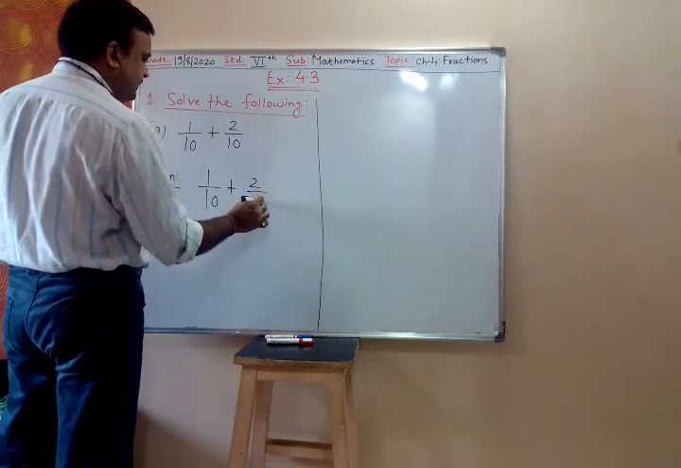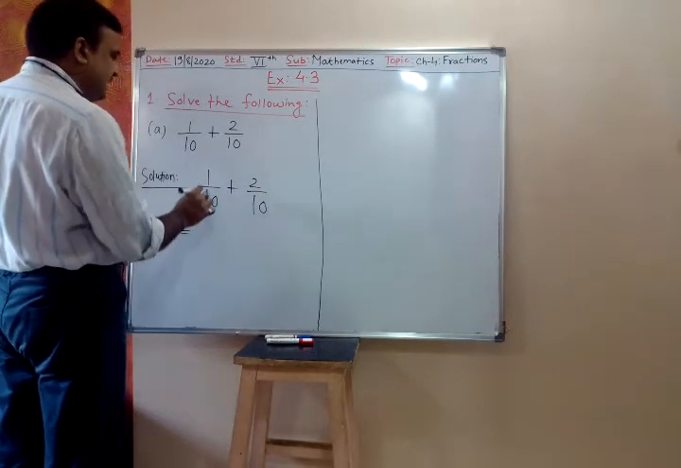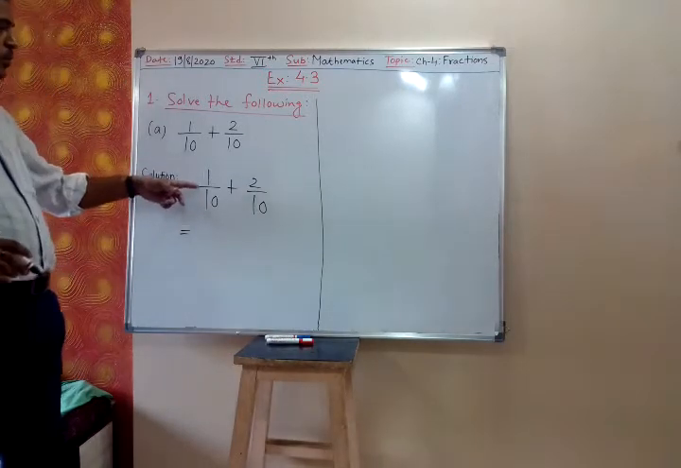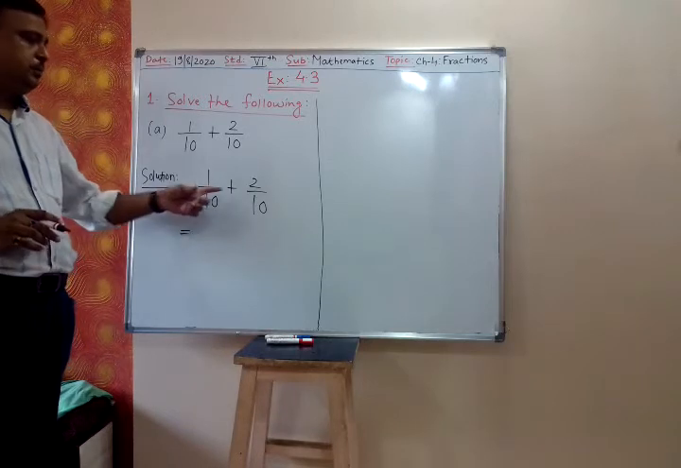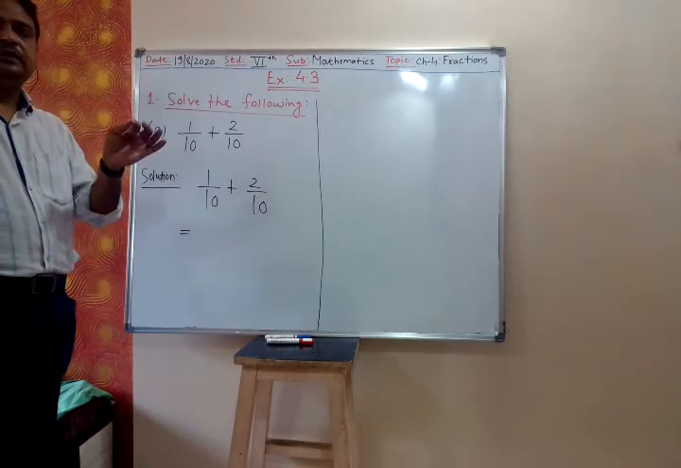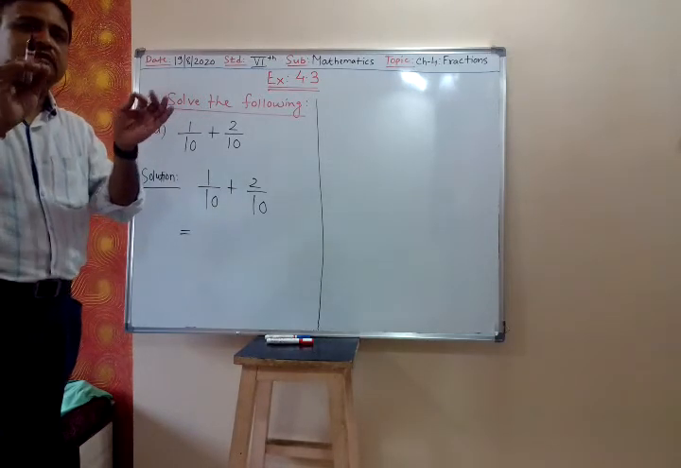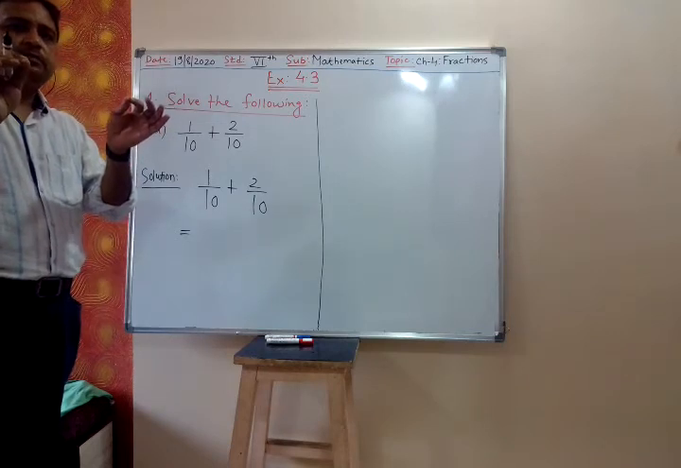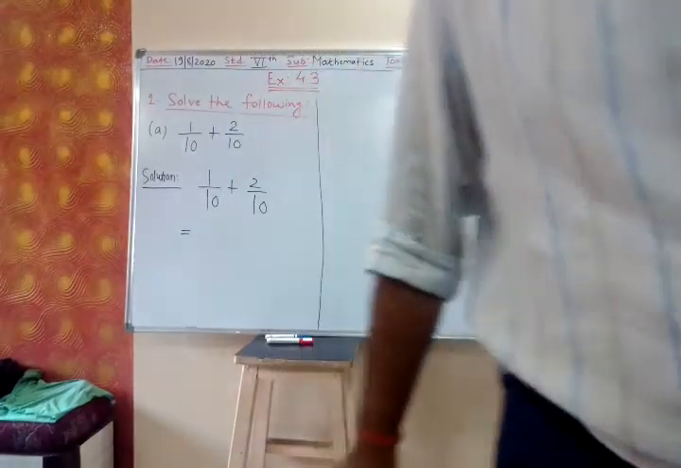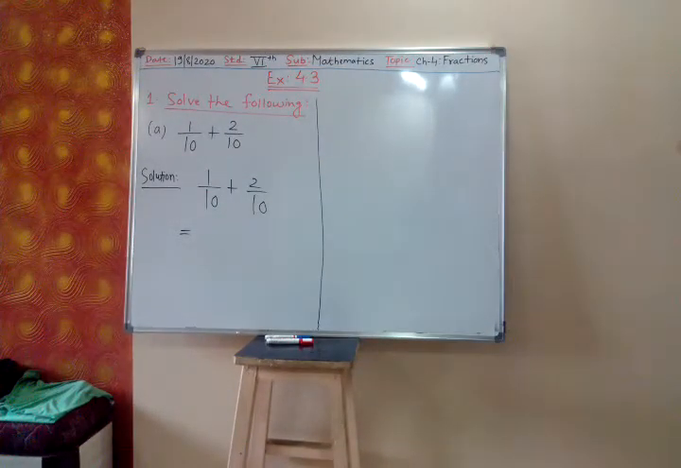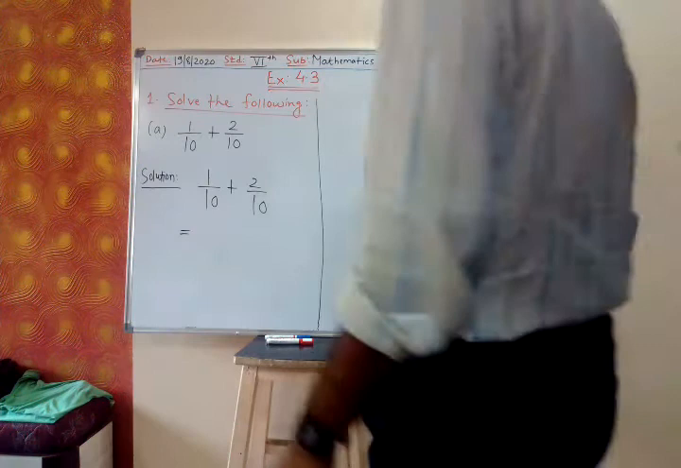So plus means addition. 1 upon 10 is a fraction, 2 upon 10 is a fraction. Between them we have a plus sign. That means we want to add 2 fractions.